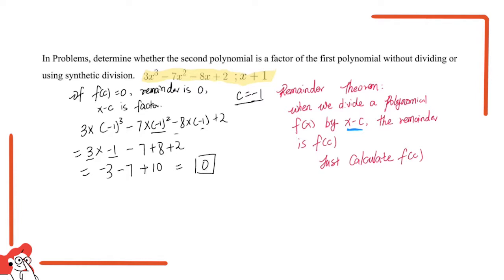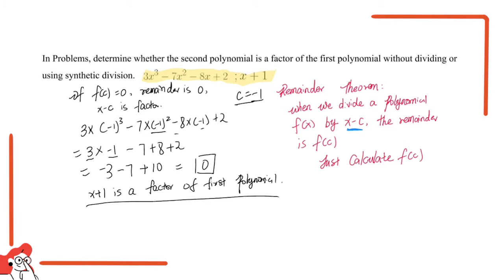So remember we said if f(c) is equal to 0, x minus c is a factor. So we can conclude that x plus 1 is a factor of the first polynomial. Okay, so that should be our answer. So it is a factor of the first polynomial.